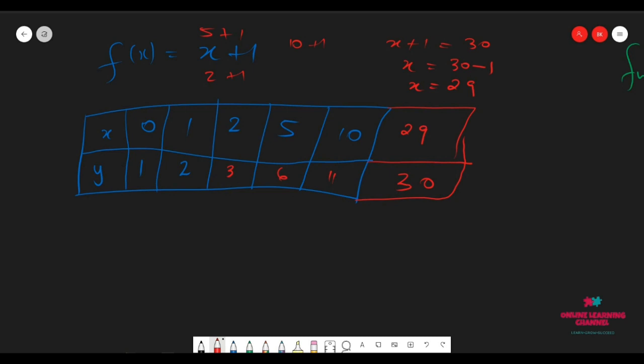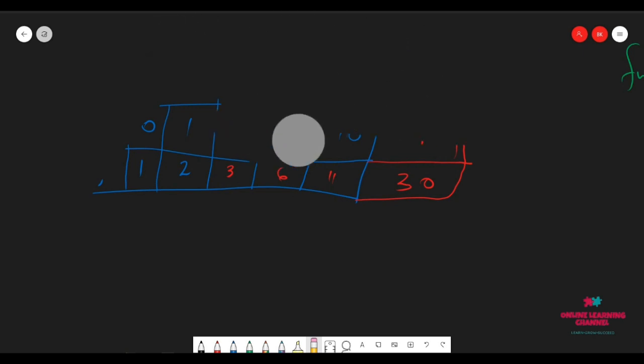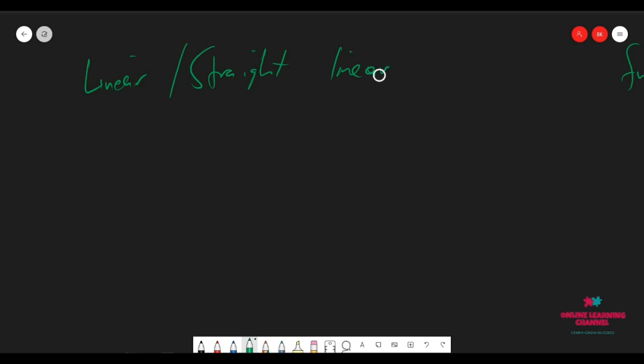Right, let's start talking about linear functions. So we have what we call linear or straight line functions, and these are functions of the format y equals mx plus c.